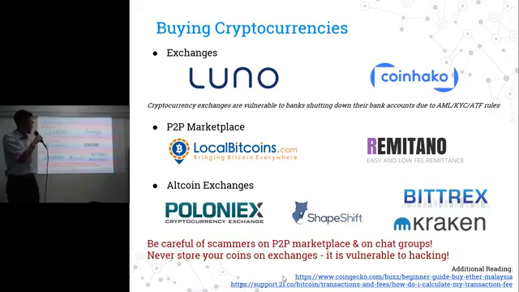The other way to buy Bitcoin is via marketplaces, LocalBitcoins and Remitano, two such platforms, and just be careful when you trade with them. Be careful of scammers on peer-to-peer marketplaces. If you want to buy Litecoin, Monero, and all the other coins, use Poloniex, ShapeShift, Bittrex, Kraken. Again, never ever store your coins on these cryptocurrency exchanges.